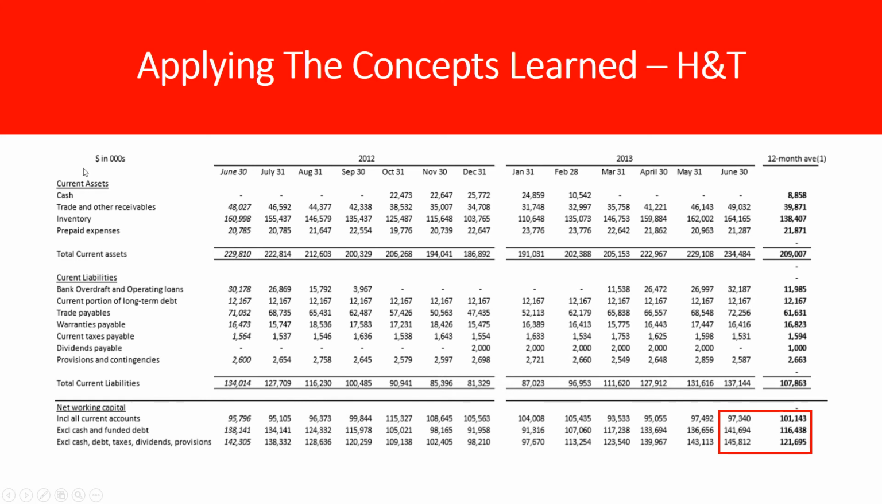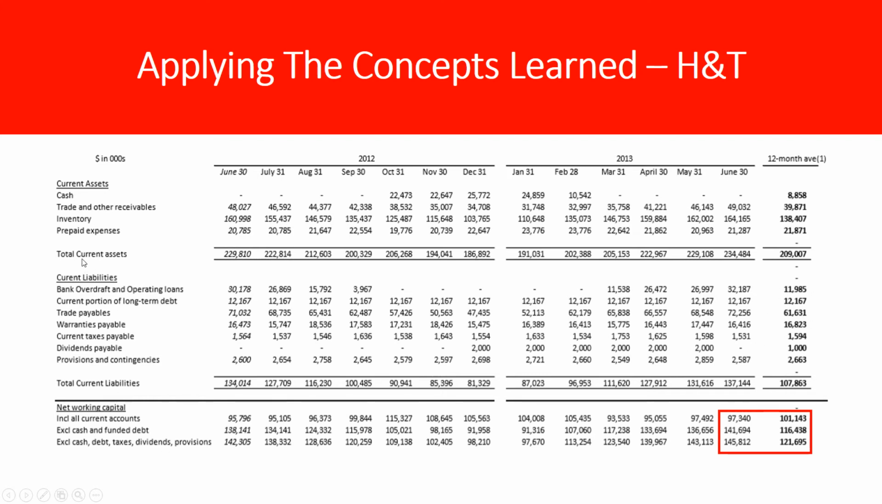Okay, so here for current assets, we have cash, trade and other receivables, inventory, and prepaid expenses to give us total current assets. And right here at the end, on the right-hand side, this is the 12-month average for those respective accounts. Then we have current liabilities. So we have a bank overdraft and operating loans, the current portion of long-term debt, trade payables, warranties payable because they are a goods business, current taxes payable, dividends payable, and additional provisions and contingencies, which essentially is legal fees related to a previous dispute that H&T had. And that will give us our total current liabilities, and all the averages for the 12 months are there.